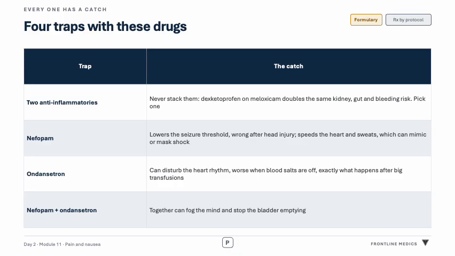It also speeds the heart and brings on sweating, which can look exactly like shock and muddy the trend you are watching. Third, ondansetron can disturb the heart rhythm, and that gets worse when the salts in the blood are off, which is exactly what happens after big transfusions, where calcium becomes too low. Fourth, nefopam and ondansetron together can fog the mind and stop the bladder emptying, confusion you do not want when you are tracking consciousness in a head injury, and a full bladder you will then have to manage on a long hold with a urinary catheter.